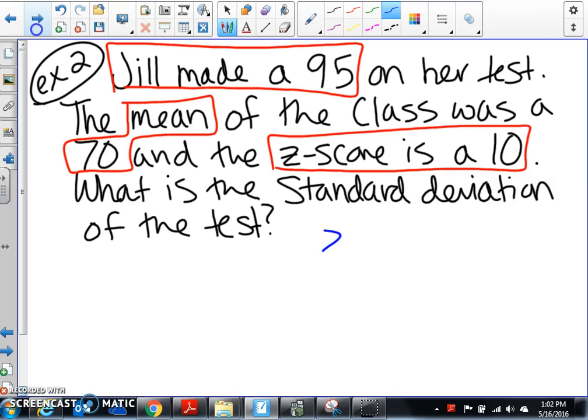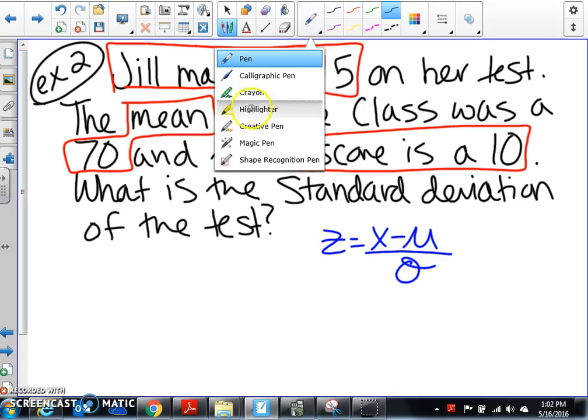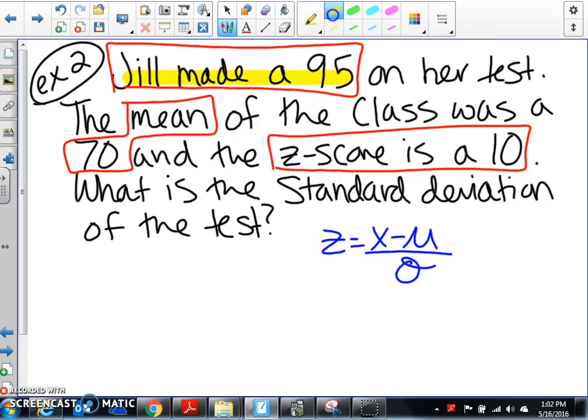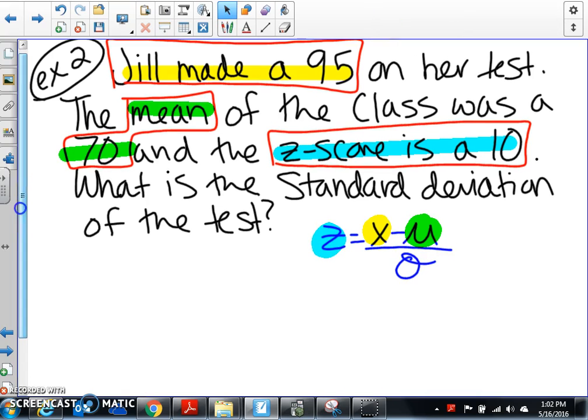So I start by writing my z-score formula. Once again, I knew to write my z-score formula because it mentions z-score in the problem. So now I just plug in what they gave me. Jill made a 95, so that's the element, okay? So Jill making a 95 is going to go here. Then it says a mean of 70. The mean is here. And then last but not least, it says a z-score of 10. Z-score goes here.